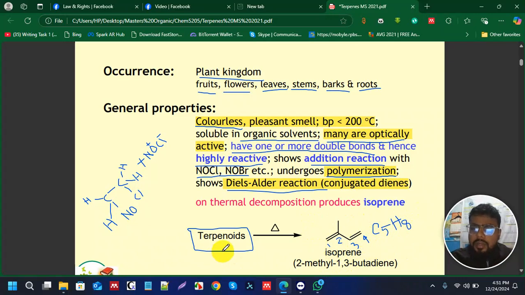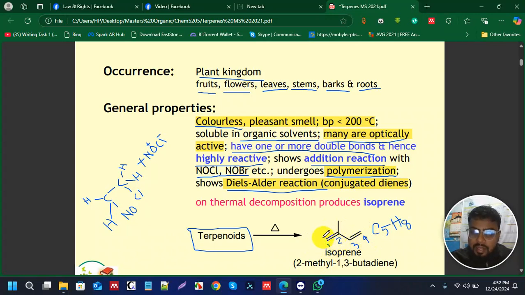When you pass terpenes through a thermal decomposition chamber or thermal decomposition process, obviously terpenes will convert into isoprene. This compound is a 2-methyl, because this methyl branch is attached to the number 2 carbon. It's 1,3-butadiene, because in the parent chain the total number of carbons is 4, so our word root will be butane.